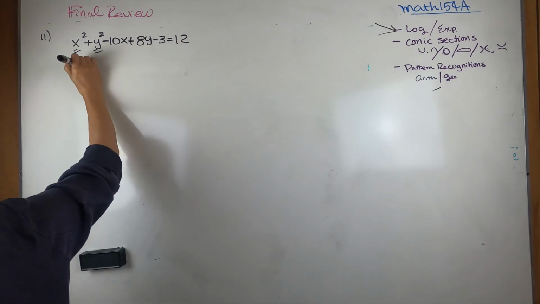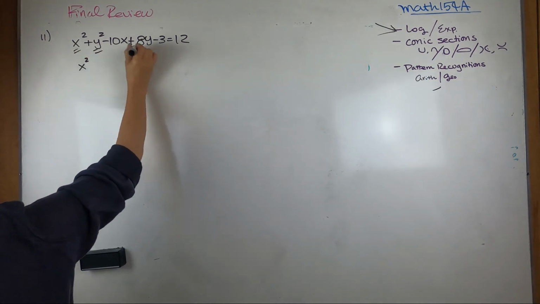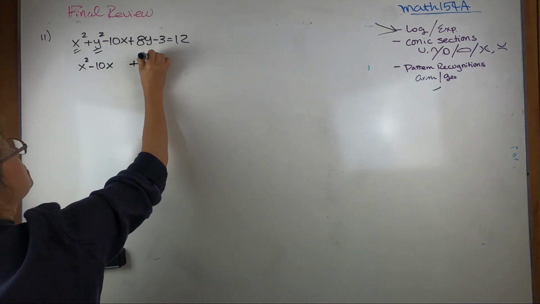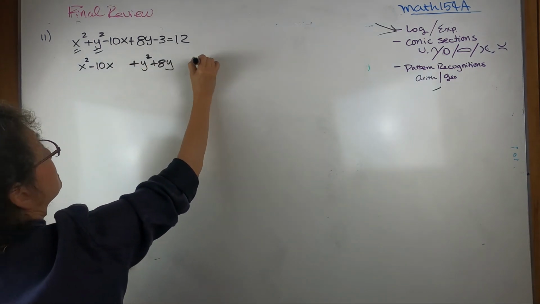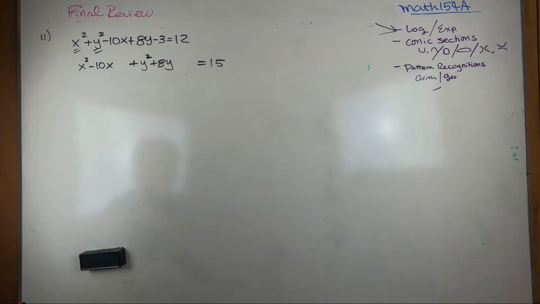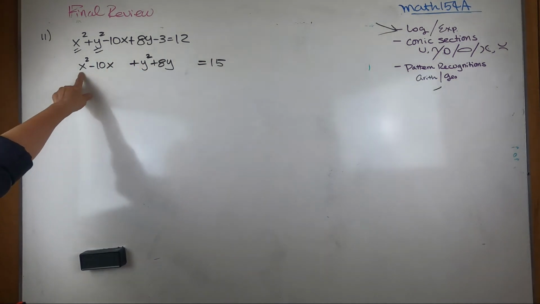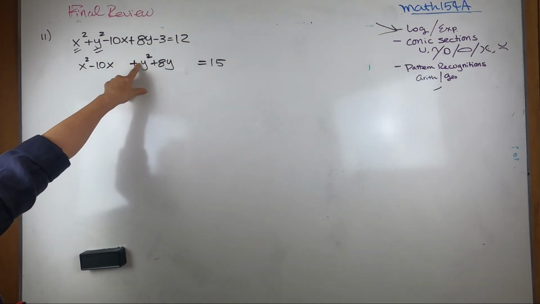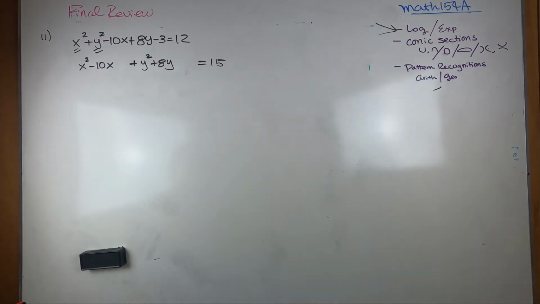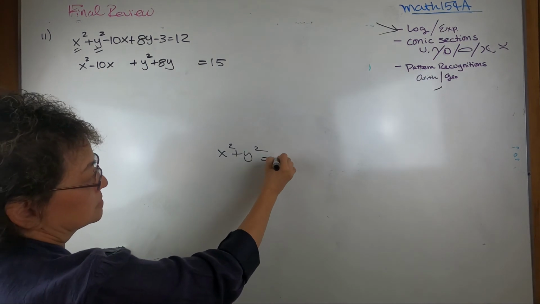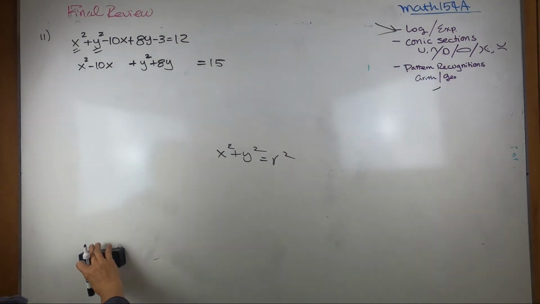Then we have to complete the square, right? X squared minus 10x plus y squared plus 8y. Move number 3 over to the other side, right? It looks like a circle because x squared, y squared, both have the same A and B coefficients, 1, right? Both are 1. So if x squared plus y squared equals r squared, that would be a circle.